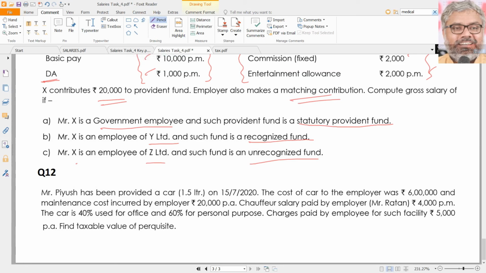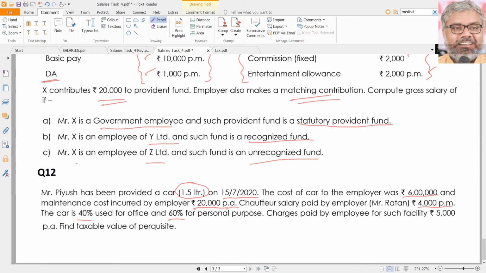Once again, car capacity is 1.5 liter only. Given on 15th July 2020. Date is important also. Cost of the car to employer was 6 lakhs rupees. And maintenance cost incurred by employer is 20,000 per annum. Chauffeur salary paid by employer, whoever it is, 4,000 per month. Car is 40% used for office, 60% for personal purposes.